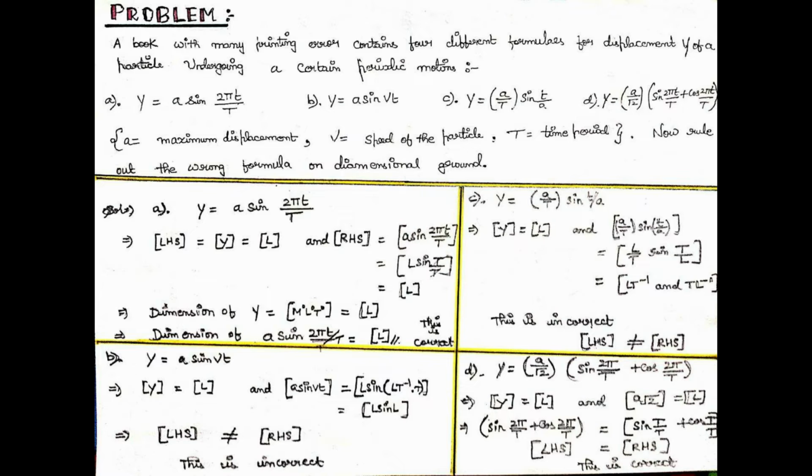Option C, y equals a by T sine t by a. From the first and second we know that y equals L, and a by T sine t by a.